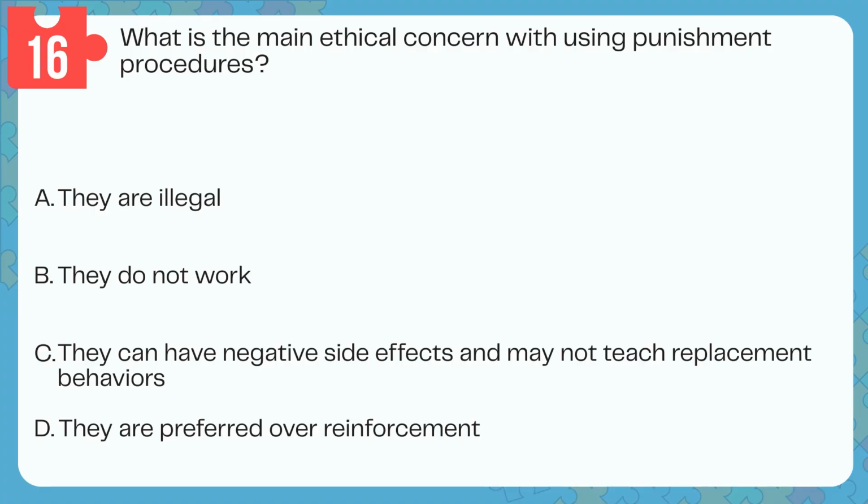Question 16. What is the main ethical concern with using punishment procedures? A. They are illegal. B. They do not work. C. They can have negative side effects and may not teach replacement behaviors. D. They are preferred over reinforcement.